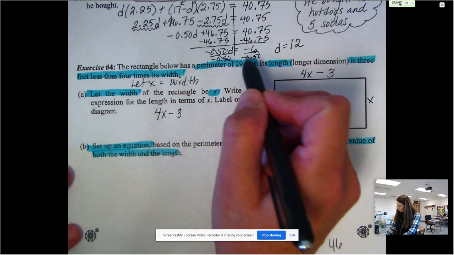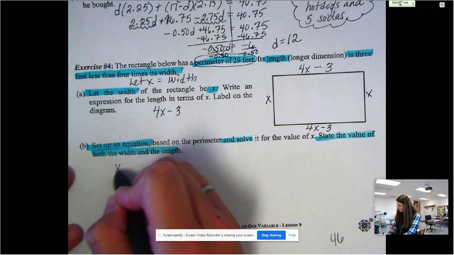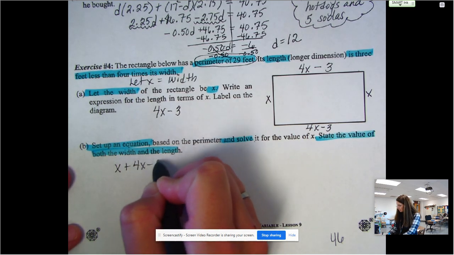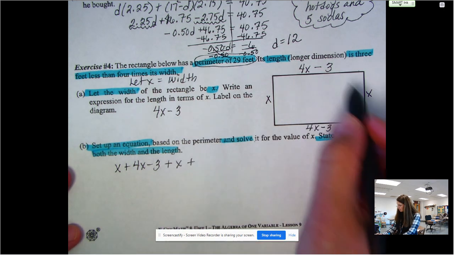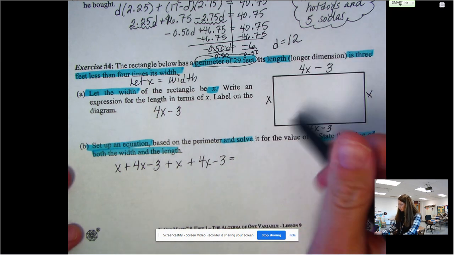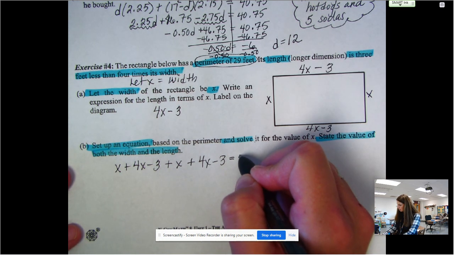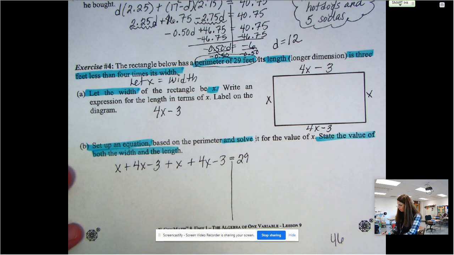So again, going back to the start, it said perimeter is 29 feet. So we have x plus 4x minus 3 plus, I'm just going around grabbing, x plus 4x minus 3. You can grab in any order. You just have to keep yourself organized when you're grabbing. And that all equals 29. So put in our balance beam, and we'll combine like terms.